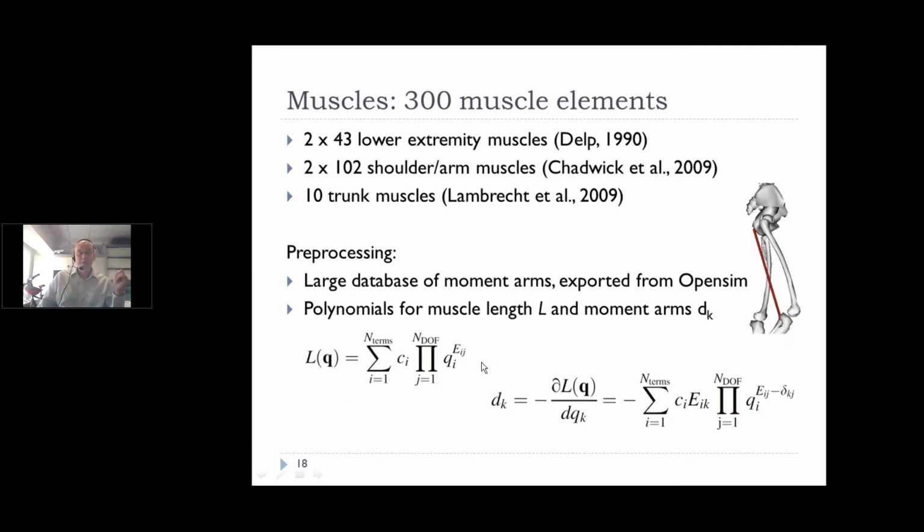And then once you have that polynomial, you can also very quickly calculate the moment arms because they are the partial derivatives of that polynomial. So we've already done that pre-processing, and all those polynomials are stored in the HBM configuration file, so you don't have to do that.